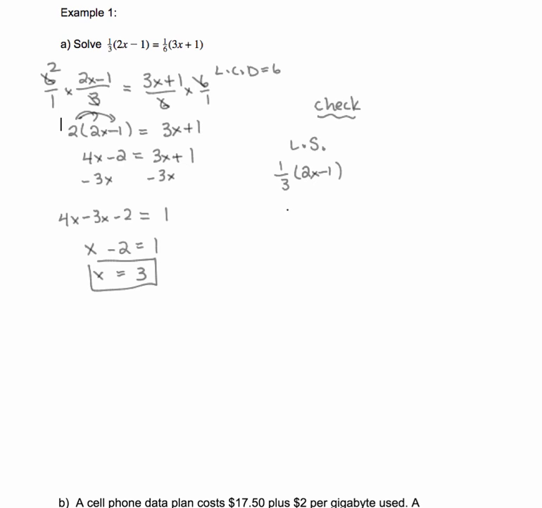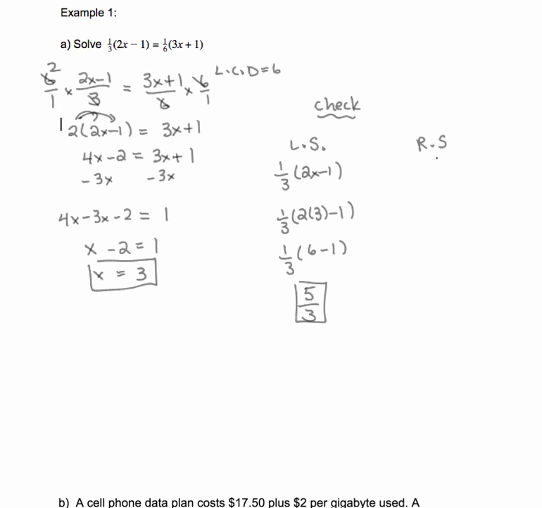If I substitute 3 into there, this is going to be 2 times 3 minus 1, which will be 1/3 times 6 minus 1, which is going to be 5 over 3. Okay, so that's the left side of the equal sign. Now on the right side, we're hoping to see the same fraction.